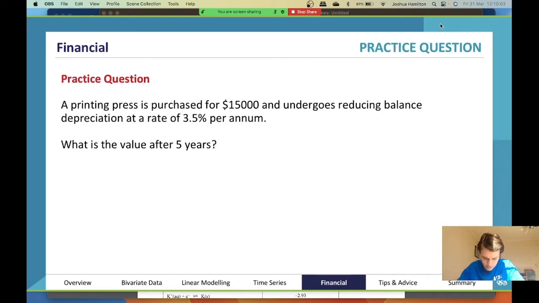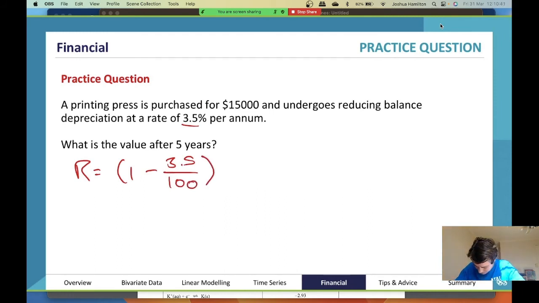So let's go through an example. A printing press, so again, we talked about a printer before, is purchased for $15,000 and undergoes reducing balance depreciation at a rate of 3.5% per annum. What is the value after 5 years? So how are we going to go about this? We first need to find the R value. R is going to equal 1 take little r, which here is per annum, we're looking at 5 years, so it's going to be 3.5 divided by 100. And we're going to end up with a value of 0.965.